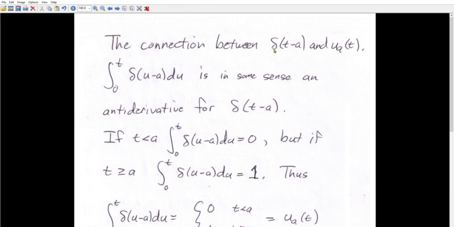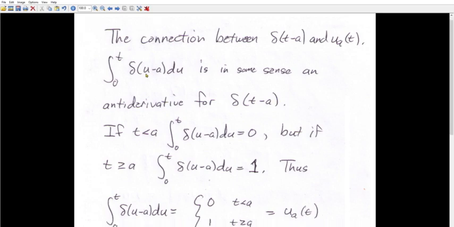As we were driving by a delta of t minus 4, and the thing that showed up in the answer was u4 of t. To understand this connection, we start with the integral from 0 to t of delta of u minus a du, which is in some sense an antiderivative for delta of t minus a. Sort of the fundamental theorem if you could actually trust delta to be a regular function. But now let's look at this integral.